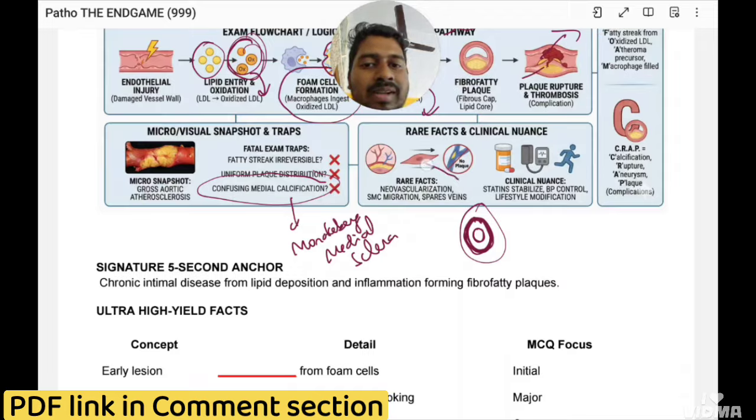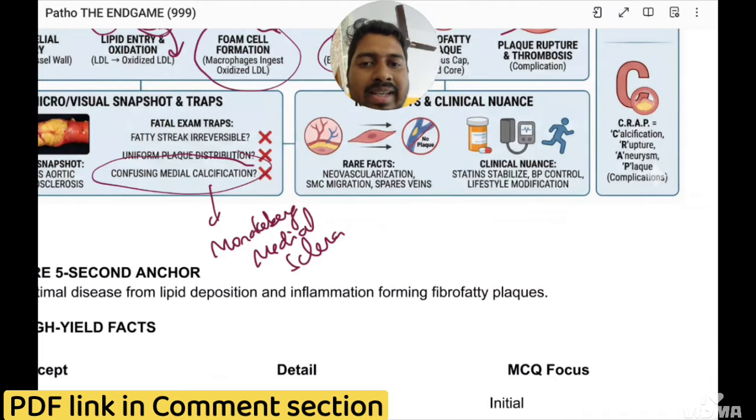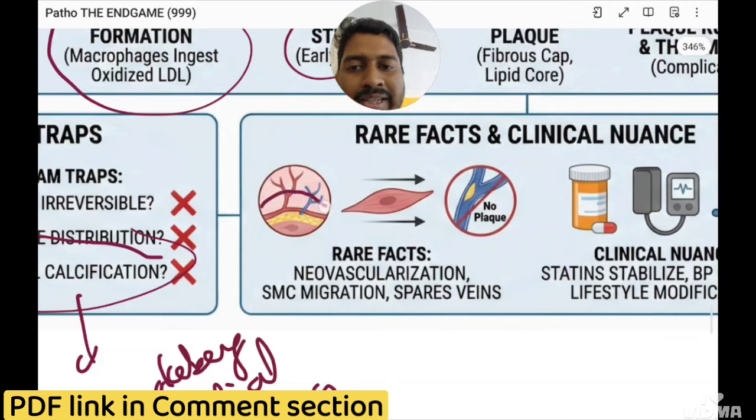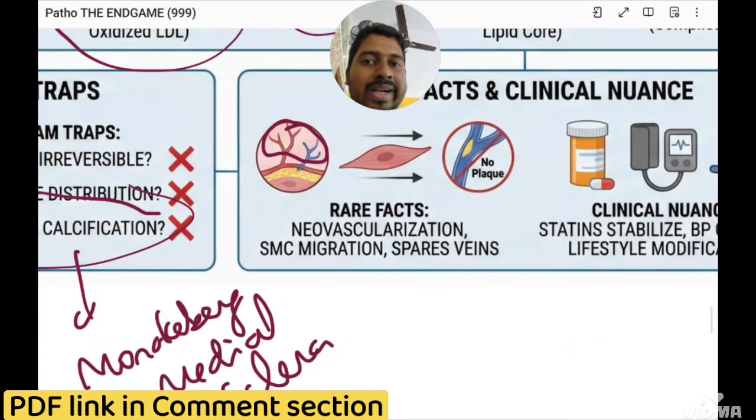There is neovascularization, SMC migration, and sparing of veins. As you can see here, this is the tunica intima, and this is where the lipid core is. At this junction there is some vascularization happening, that is neovascularization. This is one of the most important causes of plaque rupture and plaque bleeding, internal bleeding, which further leads to thrombosis.